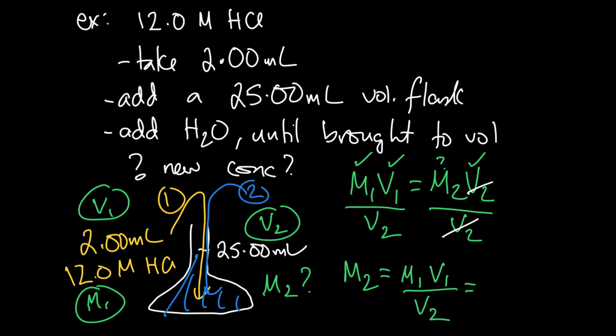So we can plug these in here. M1 is 12 molar. Remember, the M stands for moles per liter. The V1 was the initial volume that we had. That was the 2 milliliters.